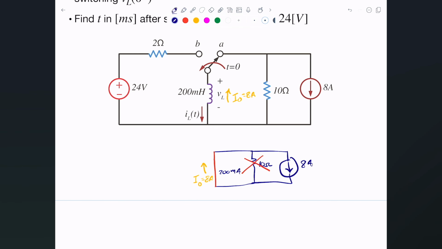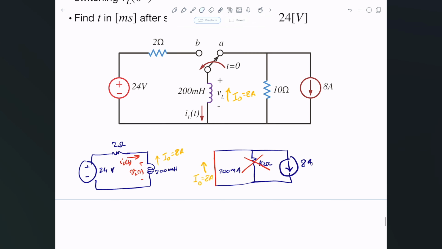Now right after switching, we'll end up with a circuit that looks something similar to this, which is 24 volts connected to 2 ohms. And then right after switching, we have the inductor, which is 200 millihenries. And I0 with this particular direction is 8 amps, and what I'm interested in is VL of t here, and I'm also interested in this current actually flowing this way, which is IL of t. I'm interested in both of them.